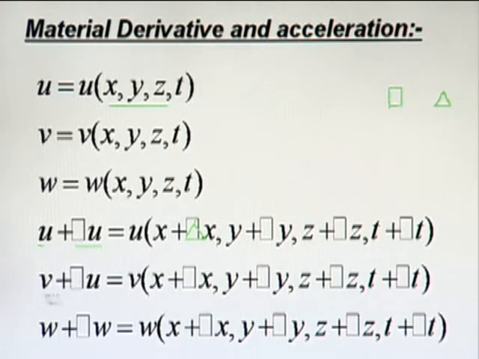Similarly, the velocity in y direction will become v plus delta v, which is equal to v(x plus delta x, y plus delta y, z plus delta z, t plus delta t). Similarly, w plus delta w is the velocity at the point when time is t plus delta t. So w(x plus delta x, y plus delta y, z plus delta z, t plus delta t).